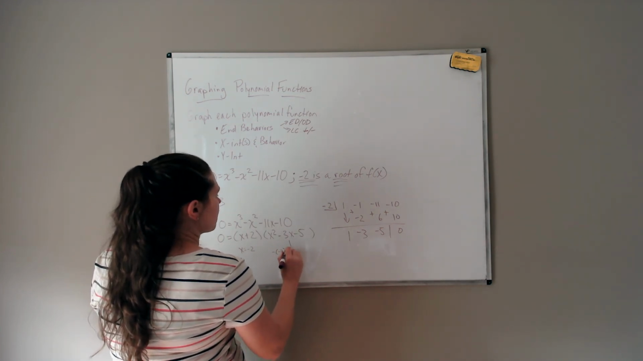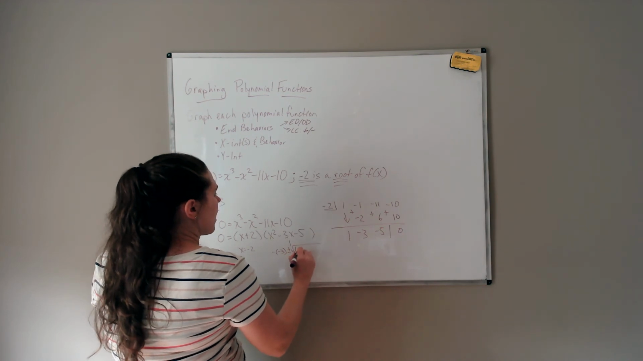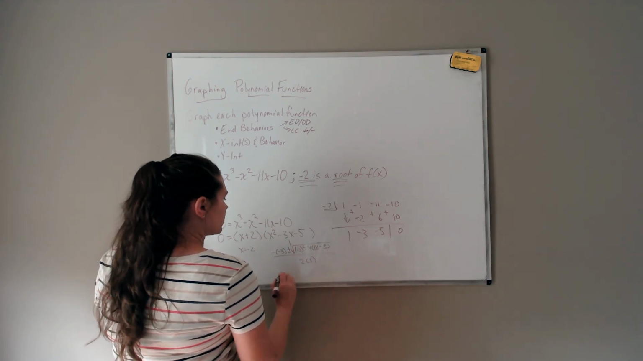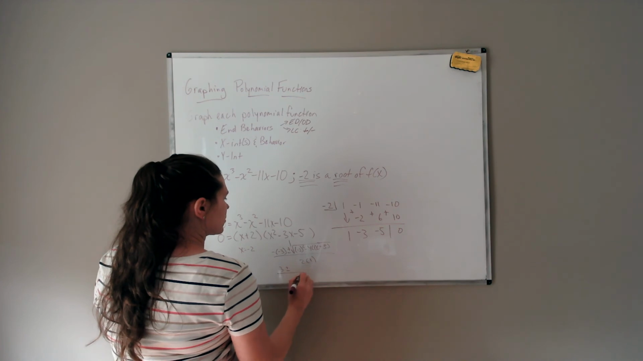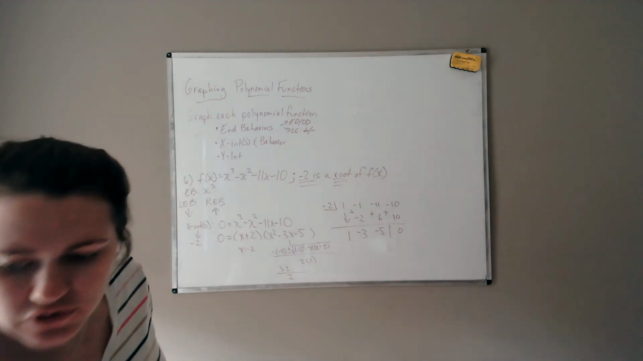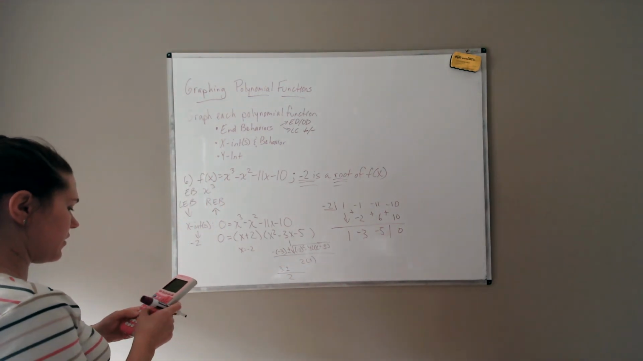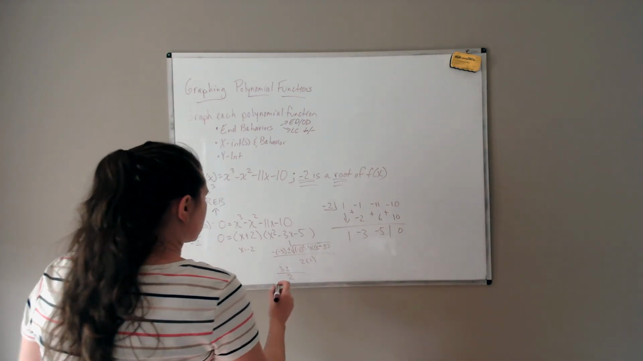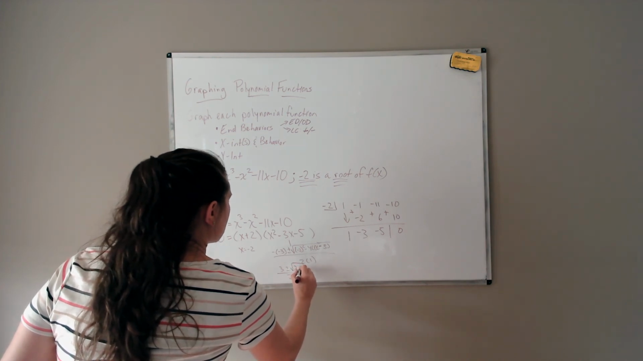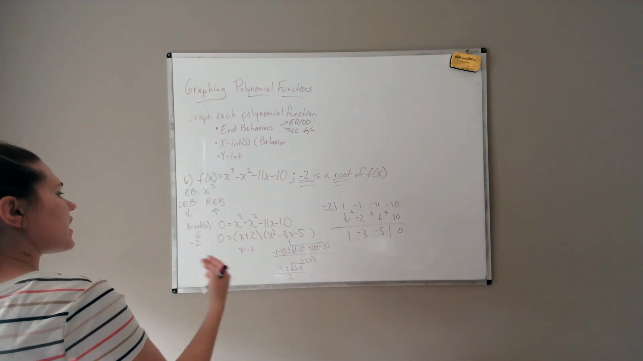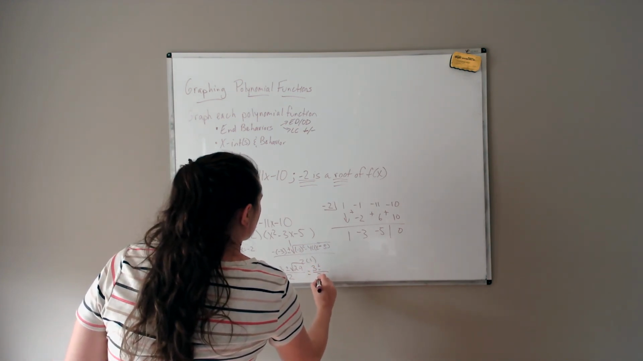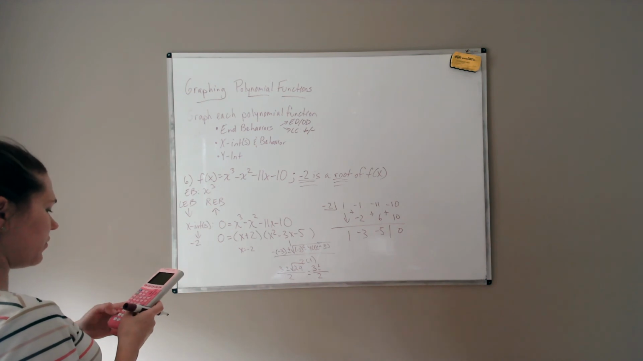Negative 3 plus or minus the square root of negative 3 squared minus 4 times 1 times negative 5, all over 2 times 1. So that's going to be 3 plus or minus the square root of, and I'm going to get the discriminant now. Whoops, that's a negative, right? So it's going to be plus the square root of 29. And now, I need to graph these. These are x-intercepts, so I need to round this. I need to see what the square root of 29 is to 3 decimal places.